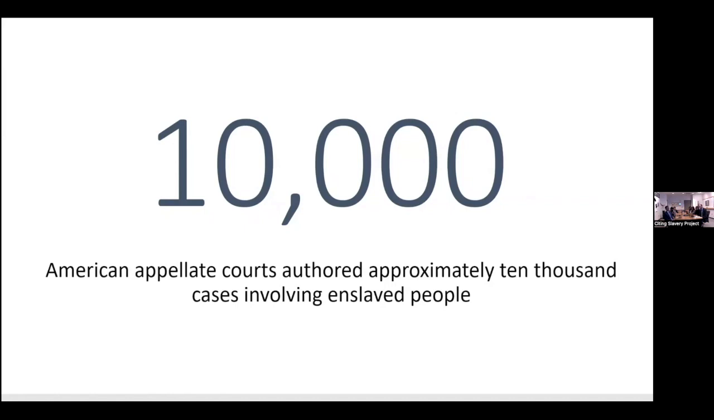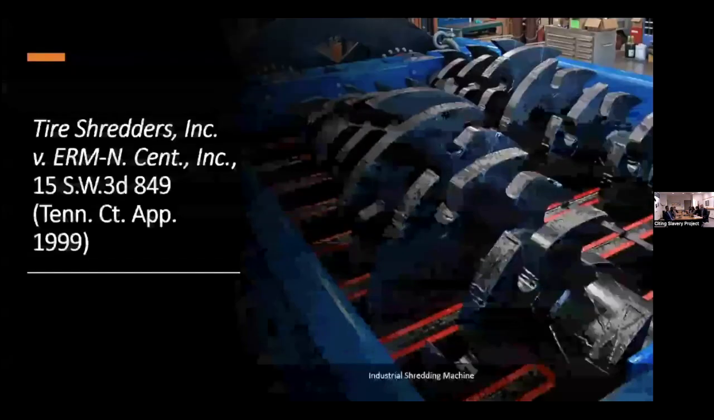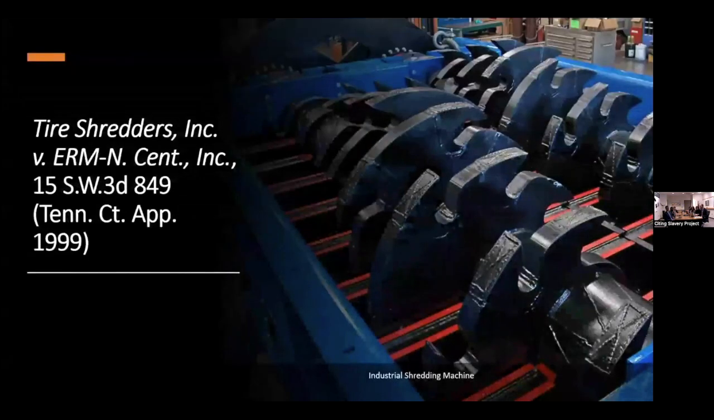My research has revealed that cases involving human property are still commonly cited as good law in the 21st century. The indirect influence of these cases on judicial decision-making is even bigger. Let me give you an example from a 1999 case in the Tennessee Court of Appeals. In this case, the court faced a simple question of law. Could a jury award damages both for loss of use and decrease in market value for injury to personal property?